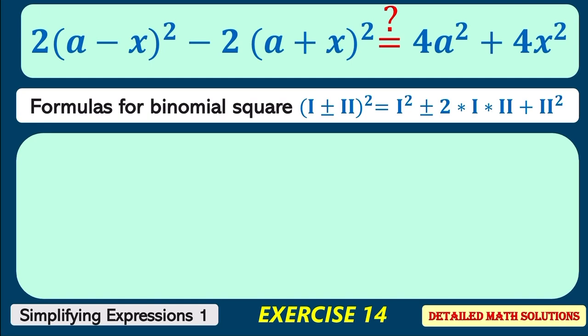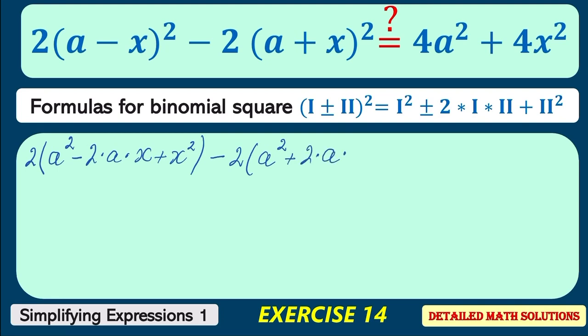When I apply the formulas, I get 2 times a squared minus 2 times a times x plus x squared, minus 2 times a squared plus 2 times a times x plus x squared. And I need to prove or see if this equals 4a squared plus 4x squared.